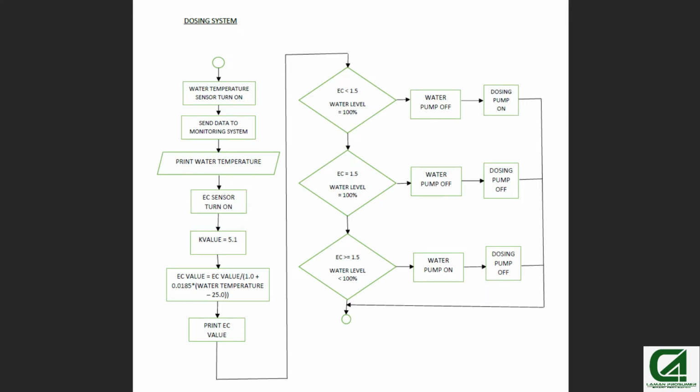After that, the system will check these three conditions. If EC is less than 1.5 but the water level is 100%, then the water pump is off but the dosing pump is on. If the EC is equal to 1.5, then the water level is equal to 100%, the water pump is off and the dosing pump is off. If EC is more than or equal to 1.5 but the water level is not equal to 100%, the water pump is on but the dosing pump is off.